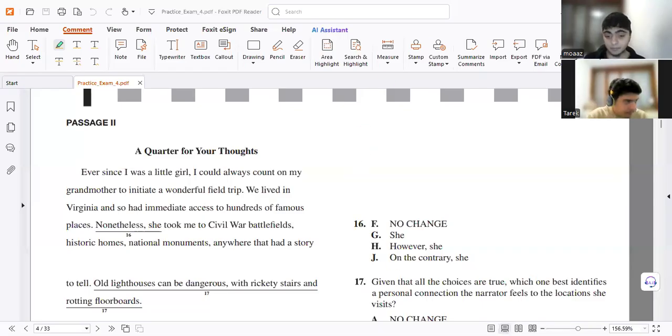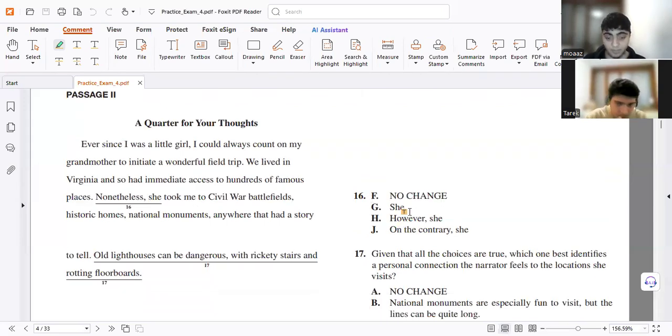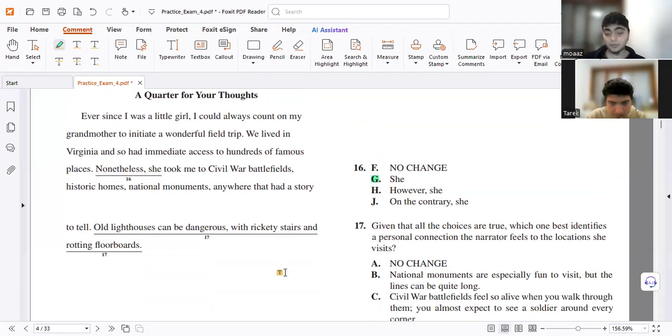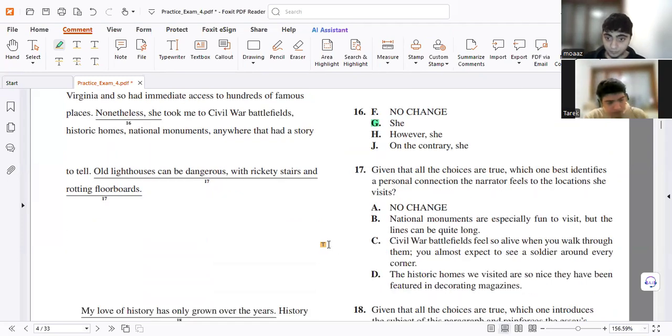It's correct. 16, three transition words, choose without. Okay, so G is correct. Three transition words, choose without transition words. 17. 17 C. In letter C, correct.